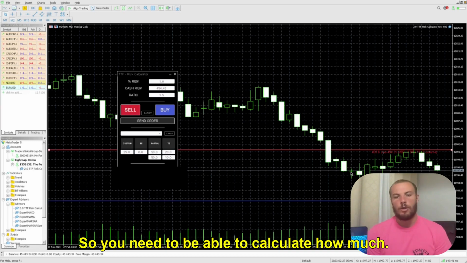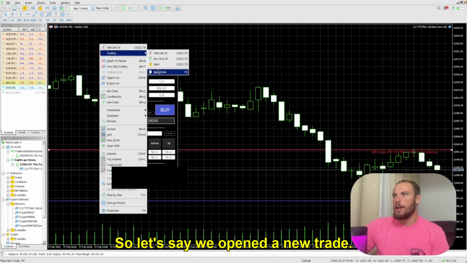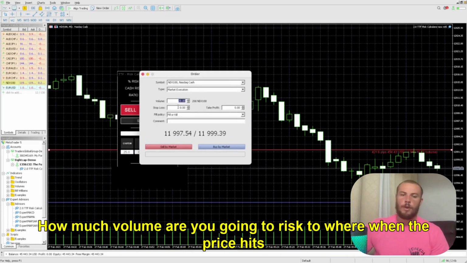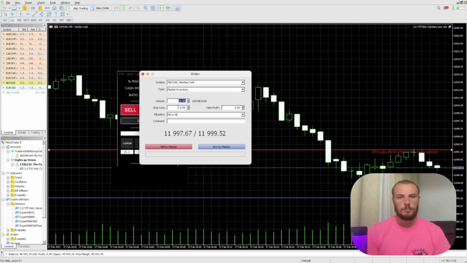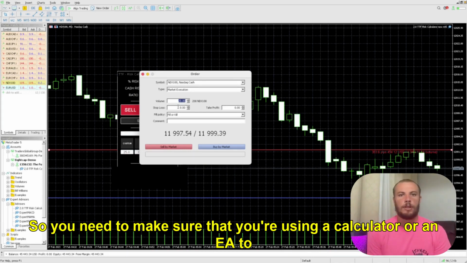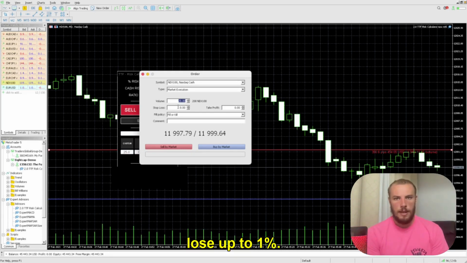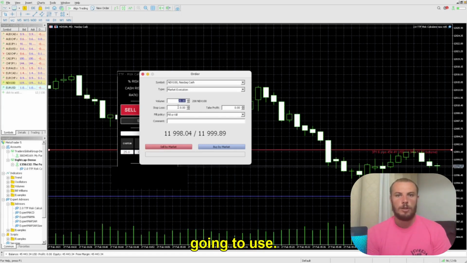So you need to be able to calculate how much, okay, you're going to risk. So let's say we opened a new trade. How much volume are you going to risk to where when the price hits your stop loss that you only lose 1% of your account? That is what calculating risk is. You never want to risk more than 1% of your account, so you need to make sure that you're using a calculator or an EA to calculate your risk and make sure that no matter what, you can only lose up to 1%.